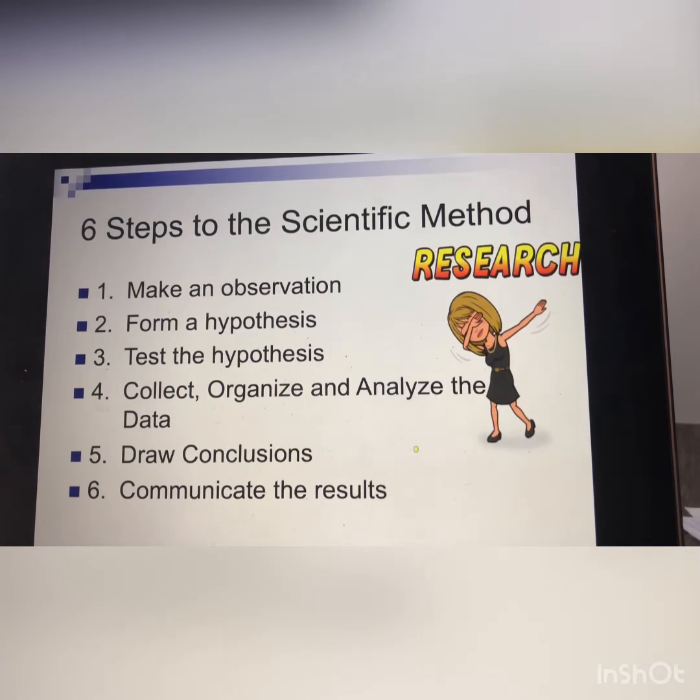Step 6, communicating the results, is writing down your results in a very clear way so that the person who is looking at your experiment can understand what you were trying to say on paper. So when you communicate the results, they should be clear enough that even if the person didn't see you do the experiment, they could read it and understand.